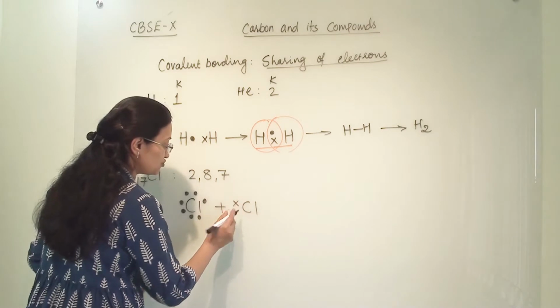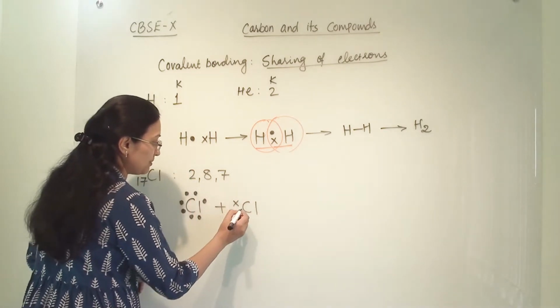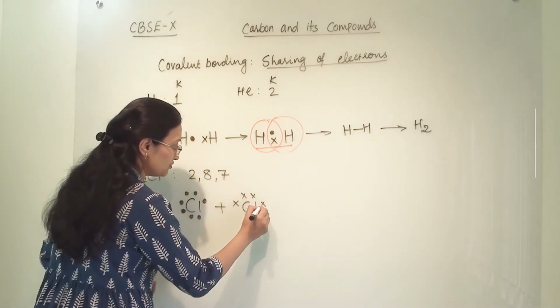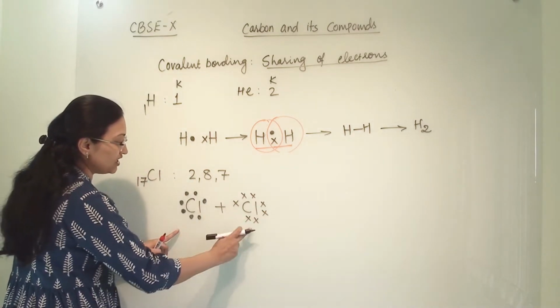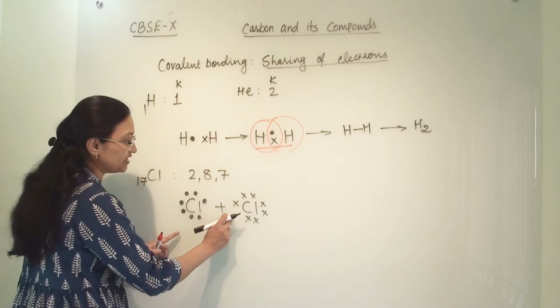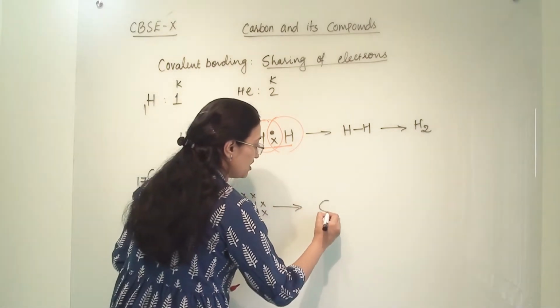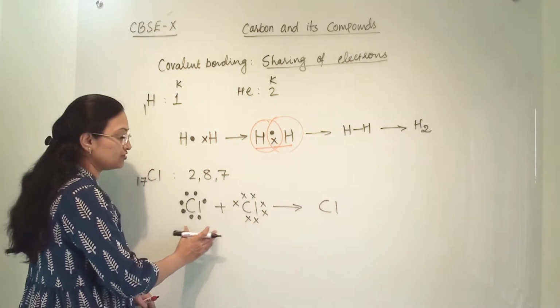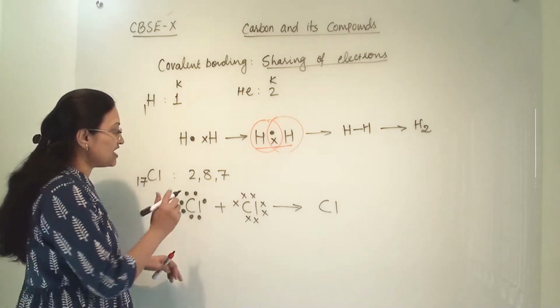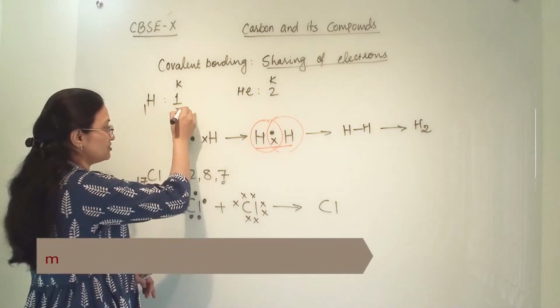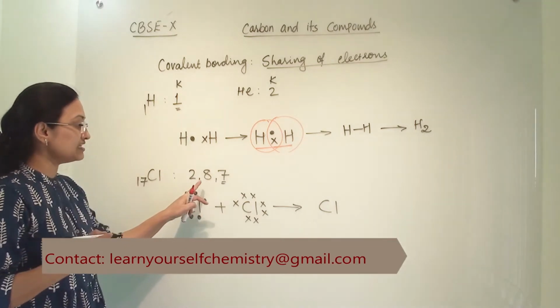Here I am showing crosses to separate their electrons. These 7 are this chlorine's electrons. Now they both will share 1 electron like this. How will you show this? These are the dot structure diagrams of atoms. In these we are showing only valence electrons. We are not showing the other electrons.